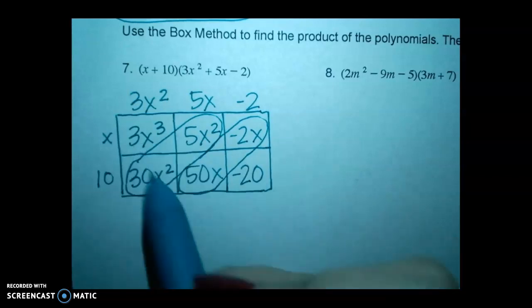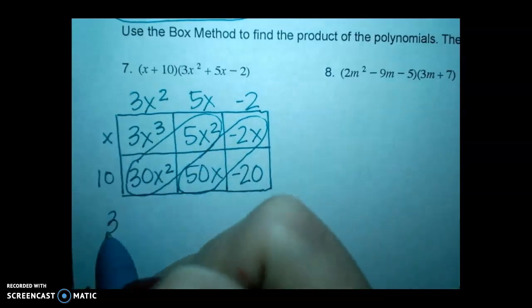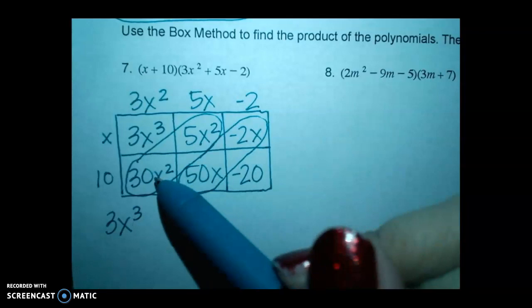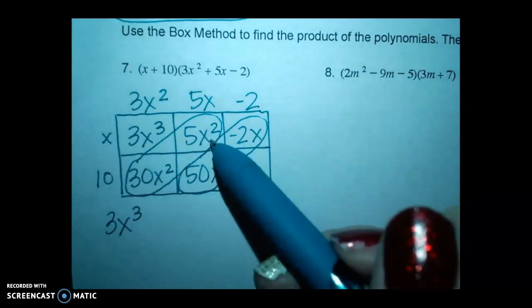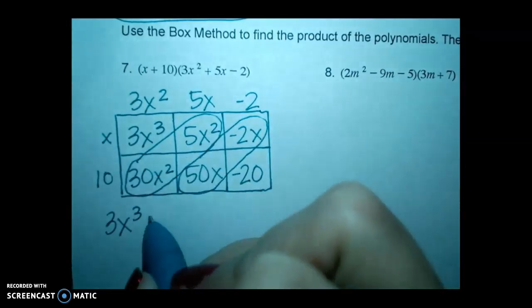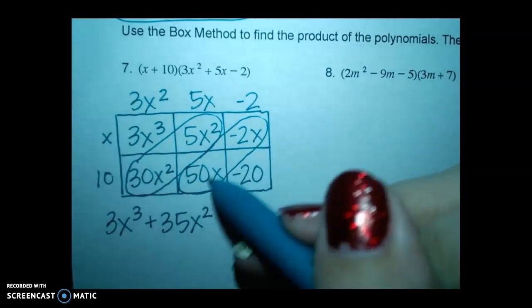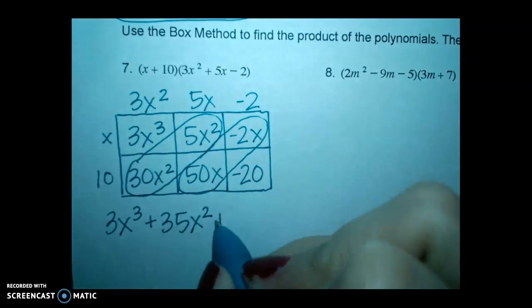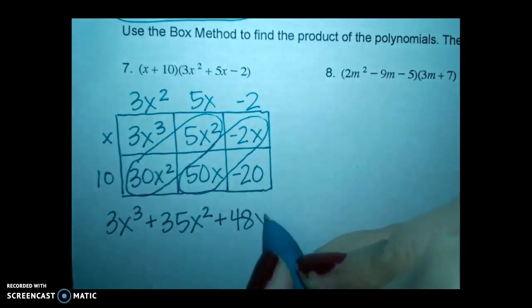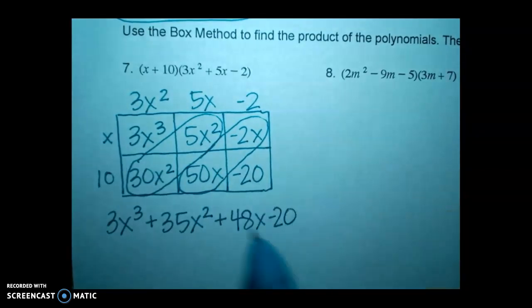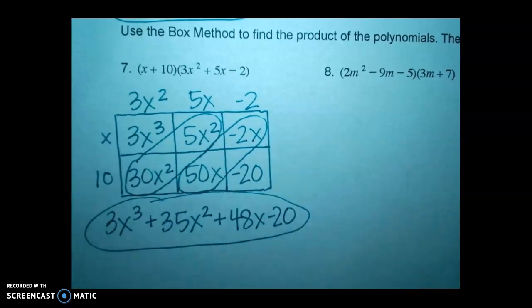So left to right, my final answer is going to be 3x cubed. When you combine 30x squared plus 5x squared, it is 35x squared, positive 35x squared. 50x minus 2x is positive 48x, and then minus 20. That's a big answer. It's a polynomial. It's more than a trinomial, which is when they're just starting to be called polynomials.